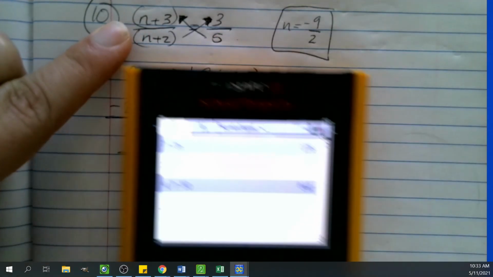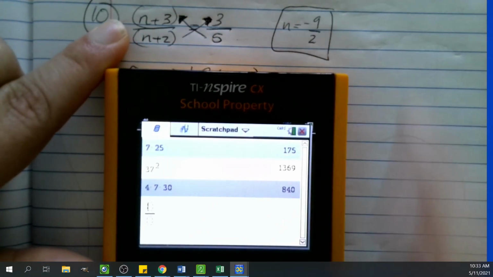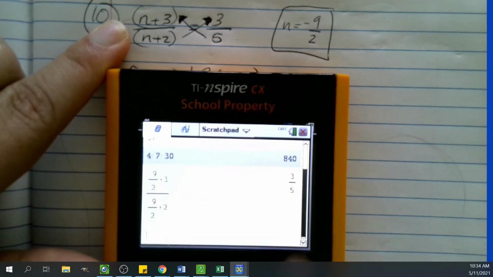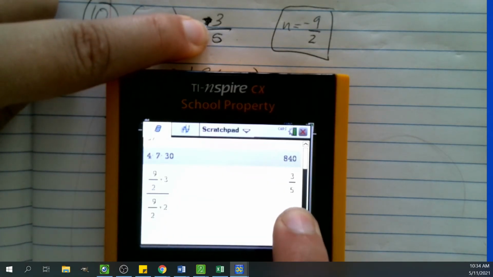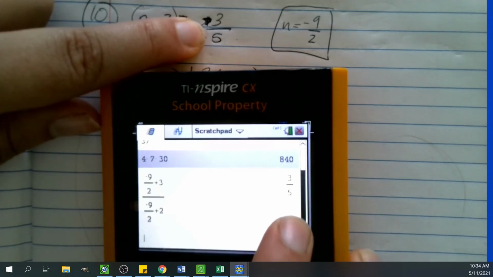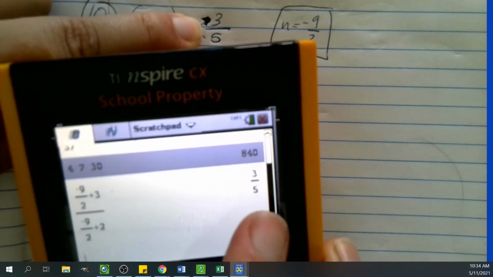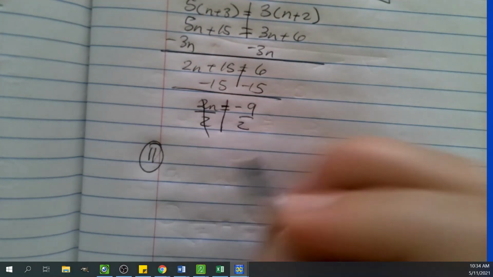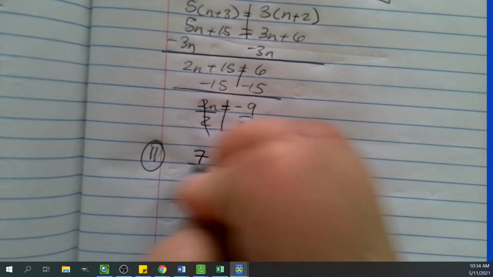Okay? So I'm going to say negative 9 over 2 plus 3. And then I'm going to do negative 9 over 2 plus 2. And did it come out to be the same thing? It did. I don't know if you can see it, but it did. 3 over 5. 3 over 5. I'm good. Okay, last one, last example, and then I will leave you free to do whatever you need to get your grade up.